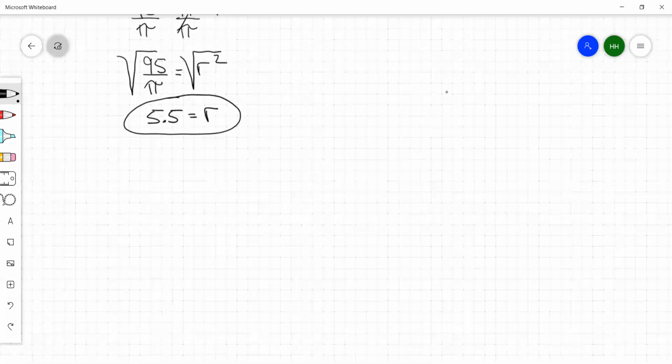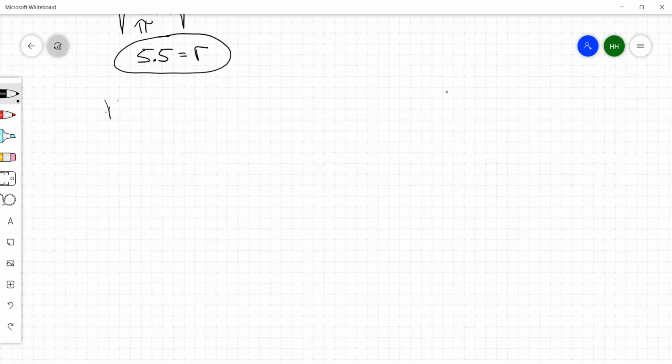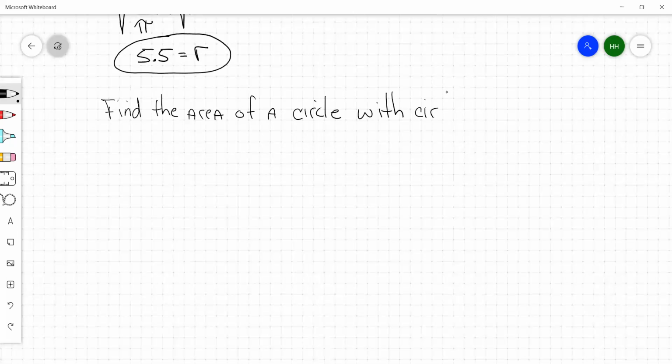Let's try this. Let's find the area of a circle with circumference equal to 30. Now, you need the area of a circle. So, area of a circle equals pi times the radius squared.